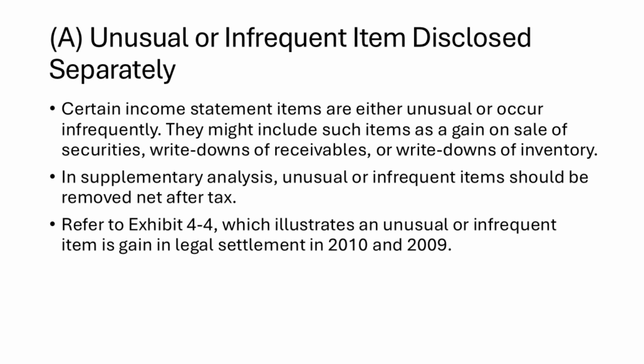In supplementary analysis, unusual or infrequent items should be removed net after tax. Usually, an estimate of the tax effect will be necessary. A reasonable estimate of the tax effect can be made by using the effective income tax rate, usually disclosed in the notes, or by dividing income tax by the income before tax.